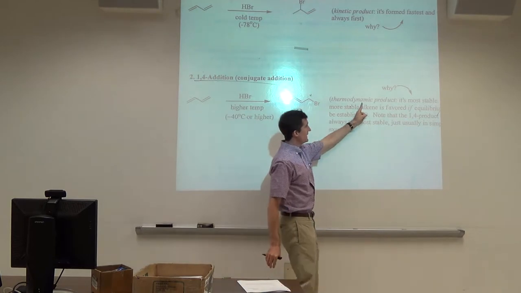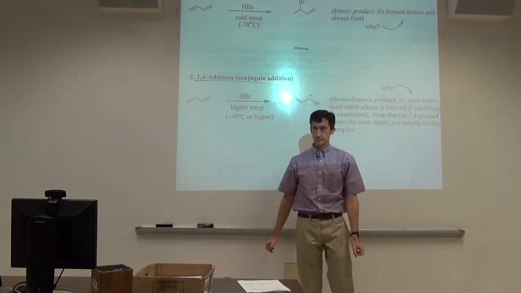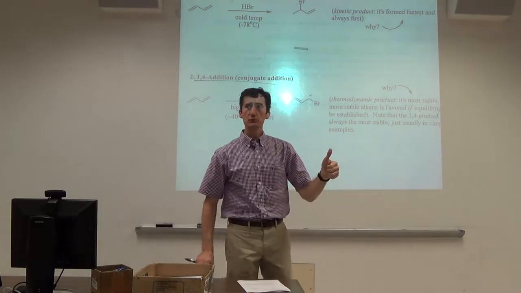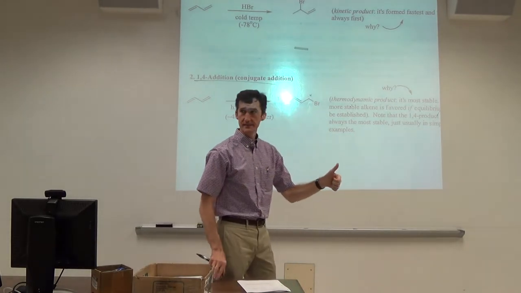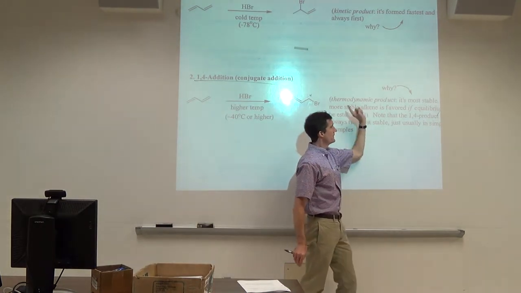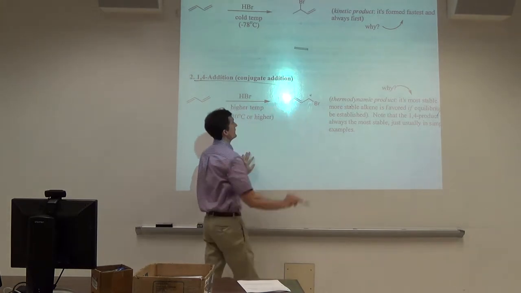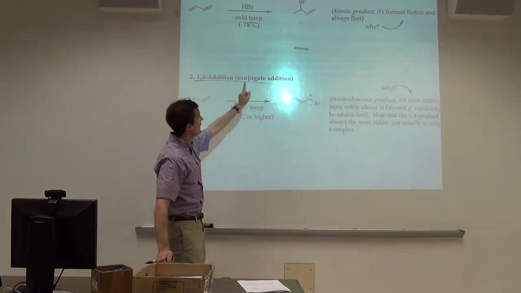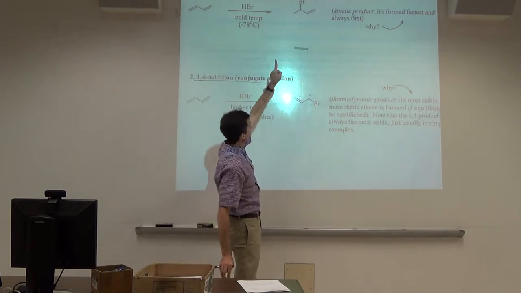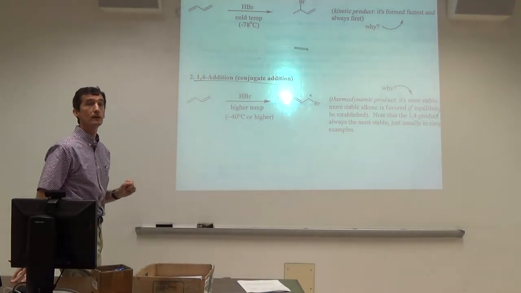This is called the thermodynamic product. Why is it called that? Because it's the most stable. Kinetic product implies rate; the kinetic product is formed fastest. Thermodynamics implies stability; this is the most stable. This product is more stable than the one above. Let's answer that: why is this product more stable than the one above?